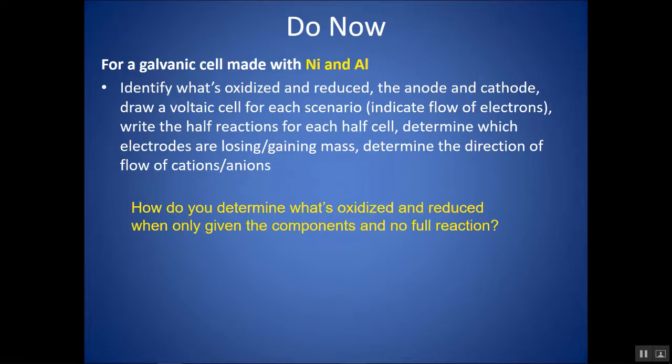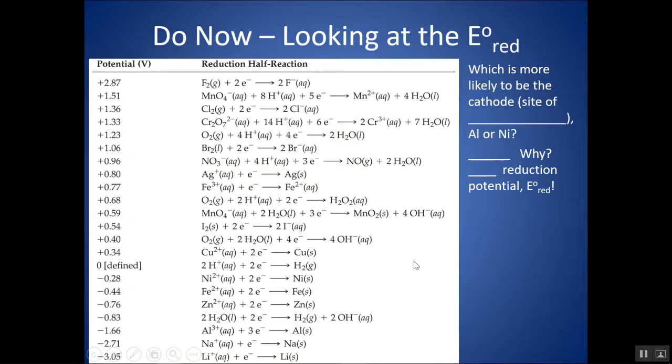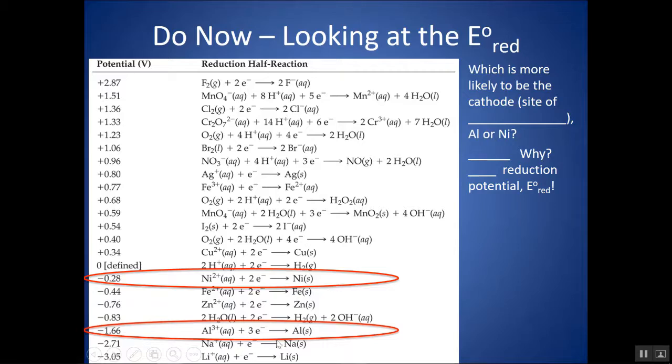Okay, so if I don't have a full reaction, I can still figure out what's oxidized and reduced by using that chart, which is a chart of what we call reduction potentials, how likely it is to be reduced. So if I go over here and find the two reactions, we're starting with aluminum and nickel. So let's find reactions that have aluminum and nickel. Oh, here's nickel, here's aluminum. And notice they're both on the right, the solids. That's totally fine right now. So these are the two possible reduction half reactions that could be going on in my half cells.